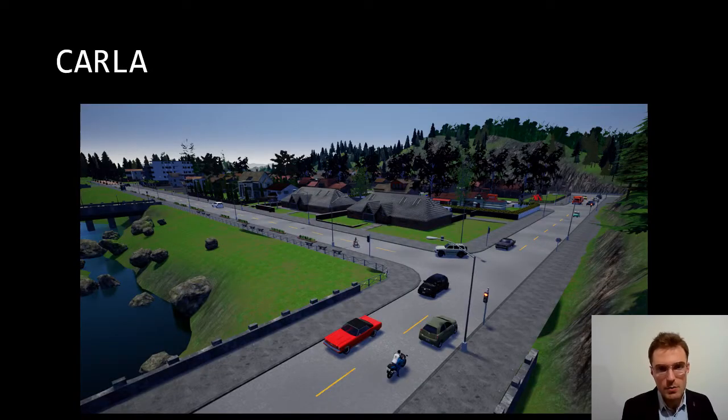So CARLA Simulator is an open source simulator for research in the topic of autonomous driving. It's a great community, really active. There are already a lot of papers trying to do some reinforcement learning, some imitation learning with this simulator. So if you haven't, have a look at it.